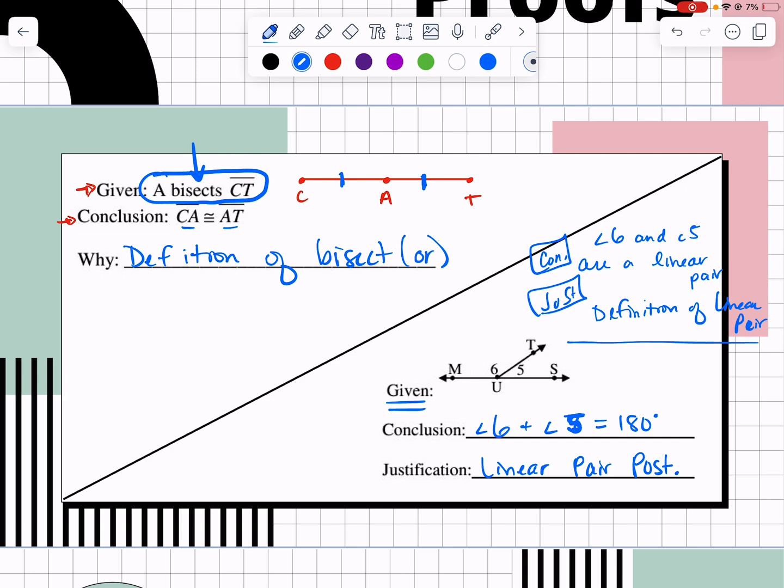And then I would have been able to say angle 6 plus angle 5 equals 180. Oh my gosh, I wrote a 7 again. Angle 6 plus angle 5 is 180 degrees. And then I would have used the definition of supplementary. So I can see this happening both ways. Just kind of knowing how you want to go about that is important.